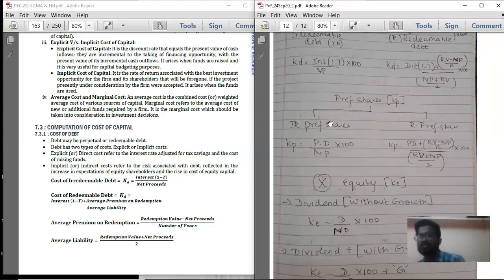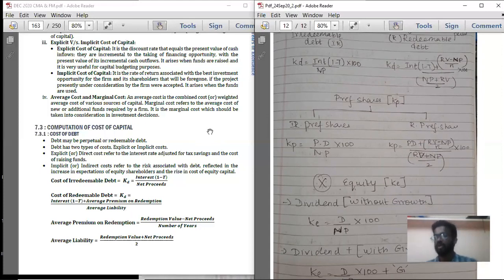So on the left hand side, irredeemable preference shares, below that record KP, that is cost of preference, is equal to... what is the cost you are paying for the preference share capital? Preference dividend. Preference dividend is paid out of profit after tax. So there is no tax element. That is, after deducting the tax amount from the EBT, you are getting PAT. From that only you are paying preference dividend. So there is no tax element in this preference dividend.